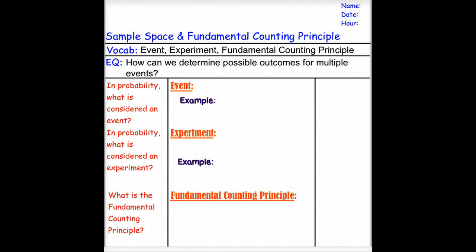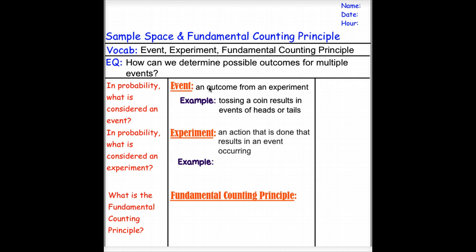But first, we've been using this word event, and we need to know what an event is. An event is going to be that outcome from an experiment. And so, for example, tossing a coin results in events of heads or tails. Events are those outcomes. It sounds kind of funny, but that's the way it is.